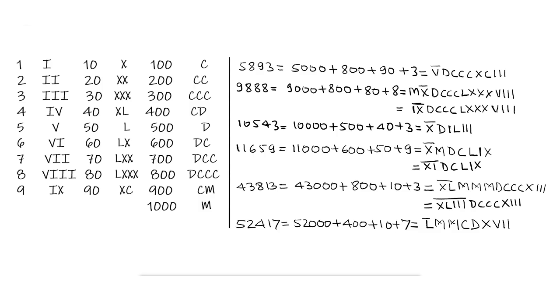So 52,417 is L bar MM CD X VII. This can also be written as, we directly write 52 and put bar over it. 52 is LII and we put bar over it. So this becomes 52,000. Now remaining is same, C D X VII.